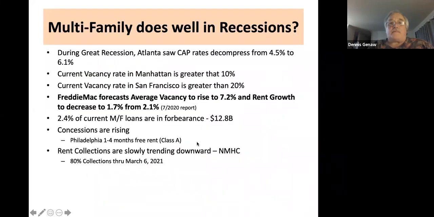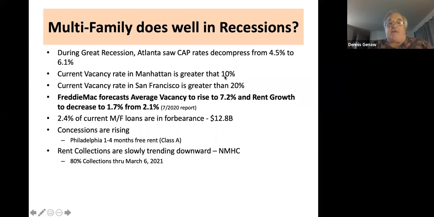Multifamily always does well in a recession. No, it doesn't. During the Great Recession after 2008, Atlanta saw cap rates decompress. They went from 4.5% up to 6.1, almost a full 2% increase, which means a lot of properties lost a lot of value in that time frame.